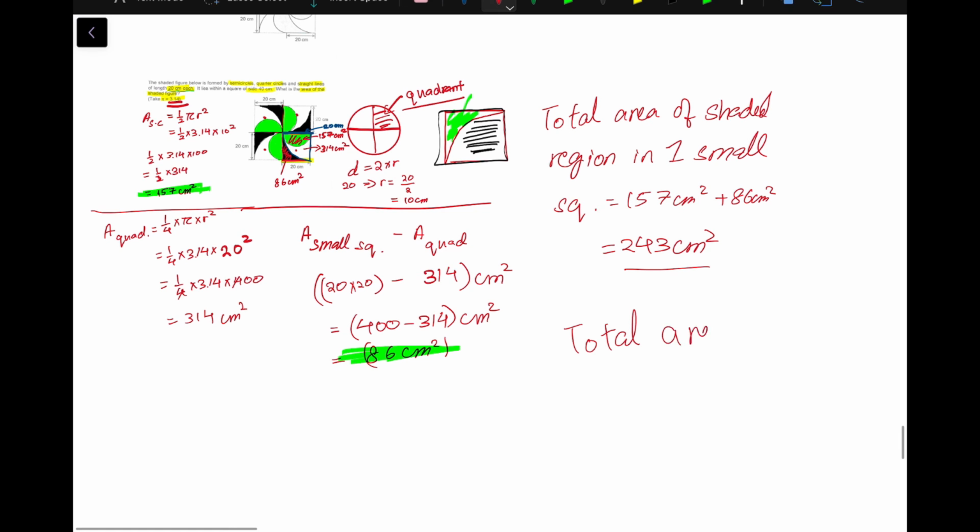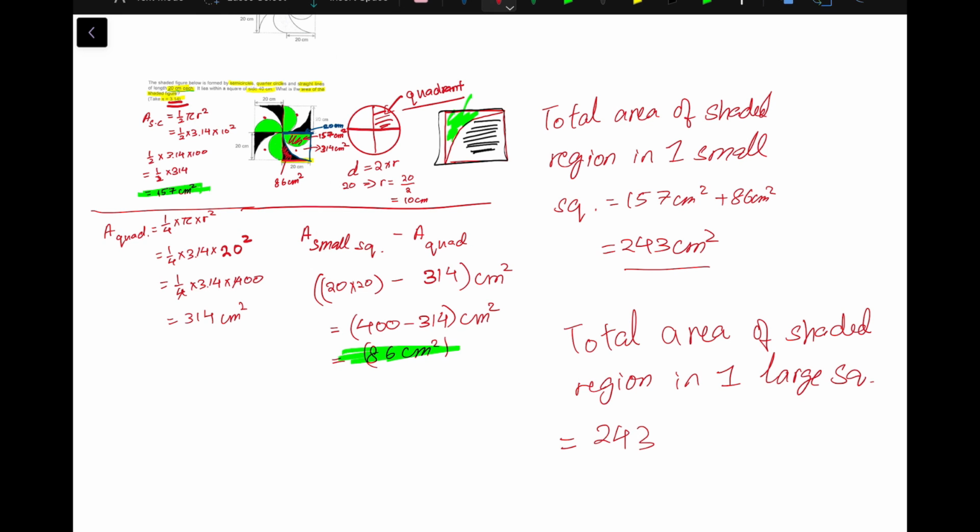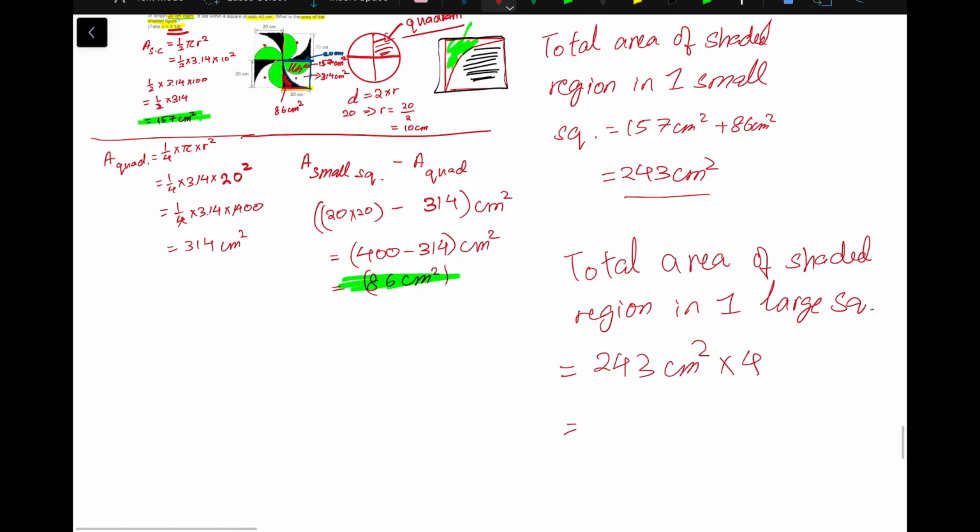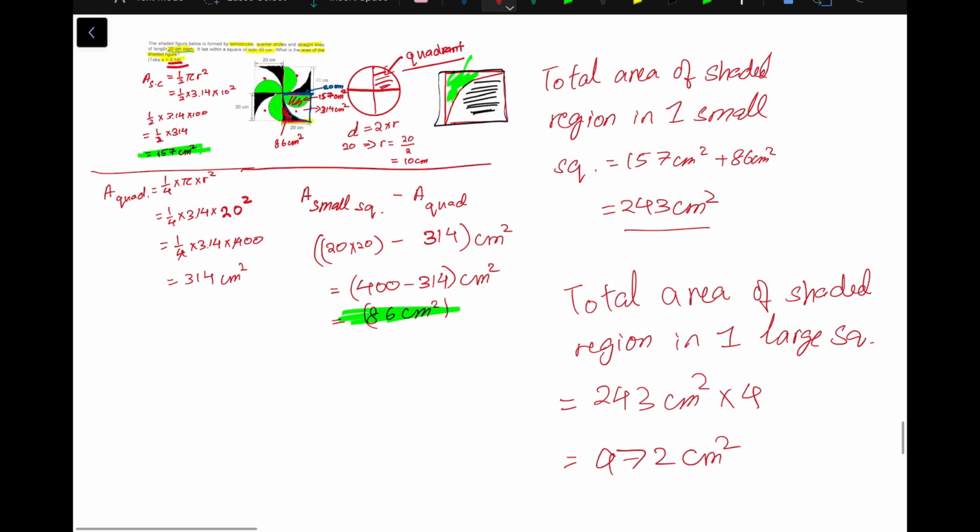So the total area of the shaded region in the large square is equal to 243 square centimeters times 4, which would give us 800 plus 172, 972 square centimeters. So that is your answer.